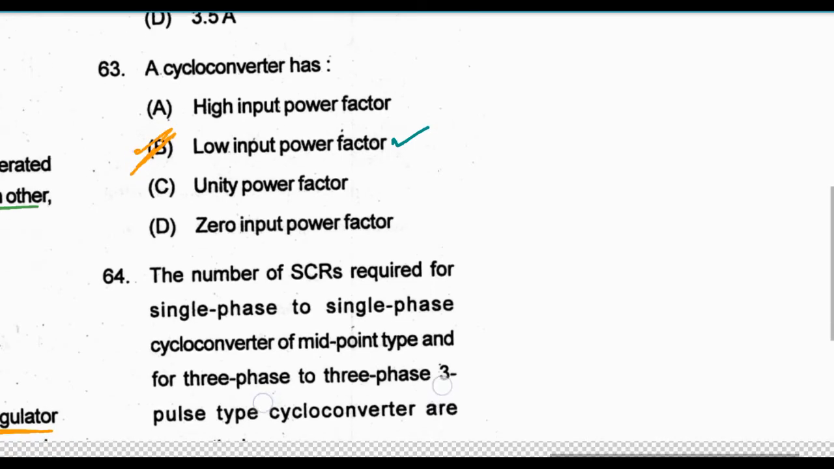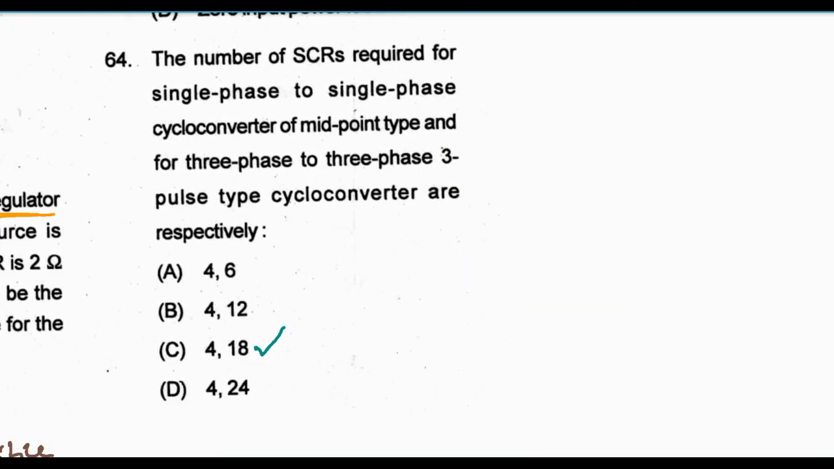Next question is, the number of SCRs required for a single phase to single phase cyclo converter of midpoint type and for a 3-phase to 3-phase 3-pulse type cyclo converter are, respectively. So what are the cyclo converters given? One is the single phase to single phase cycloconverter of midpoint type. This is one type, and another type is the 3-phase to 3-phase 3-pulse type.